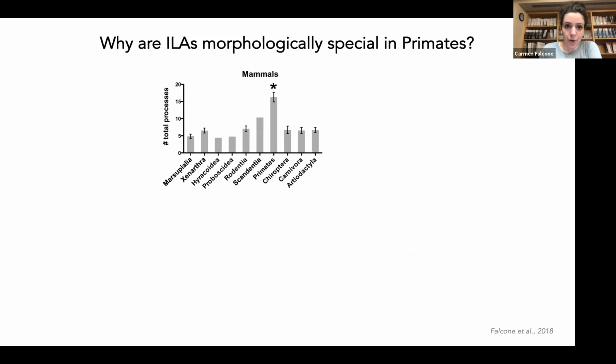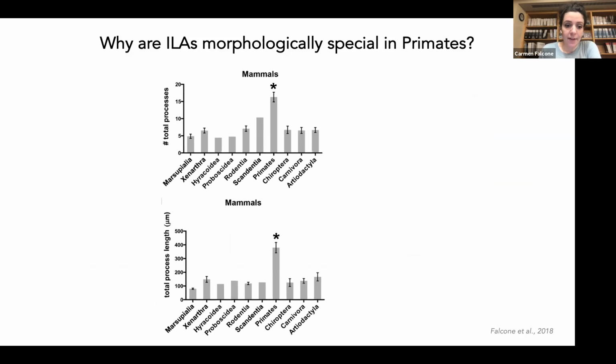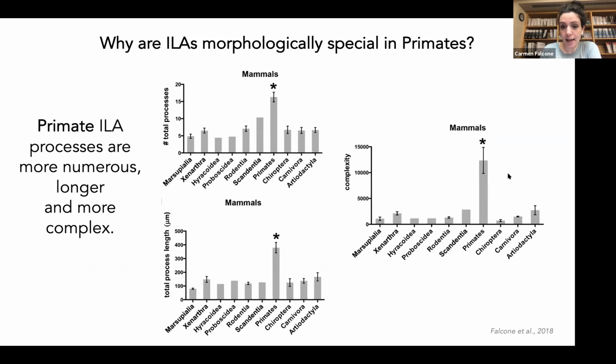So when we look at the numbers, we see that they have more total processes, so more branching. They have longer processes, as you can see here. And finally, they have the highest complexity, highest morphological complexity when compared to the other orders.